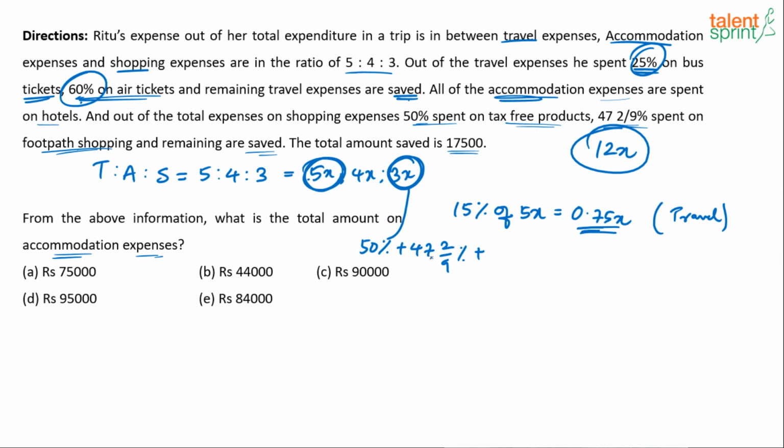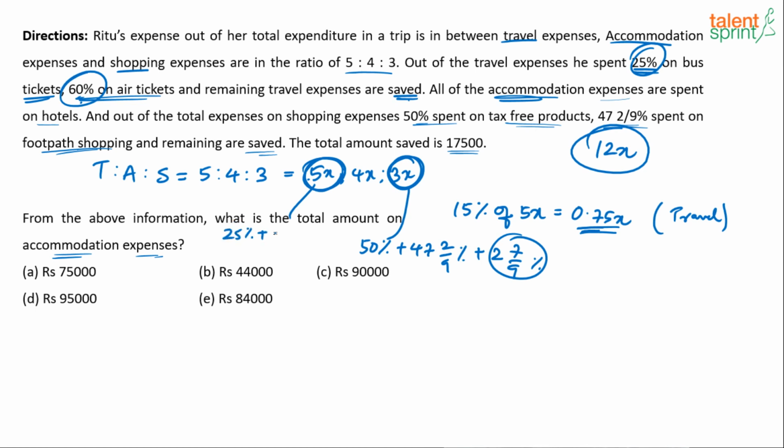So 50 plus 47, 97. 97 means balance should be 3. But one more fraction is gone here, 2 by 9. So I will say 27 by 9%. 27 by 9% is saved. This is saved. If I have to do the same for 5x, what happened in 5x?